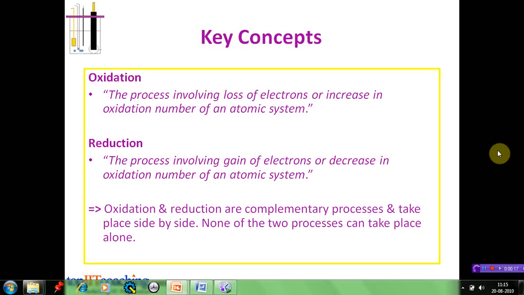Another process is reduction, which involves gain of hydrogen or gain of electrons or decrease in the oxidation number of an atomic system. We must keep in mind that oxidation and reduction are complementary processes. None of them can take place in an isolated way. They take place side by side.